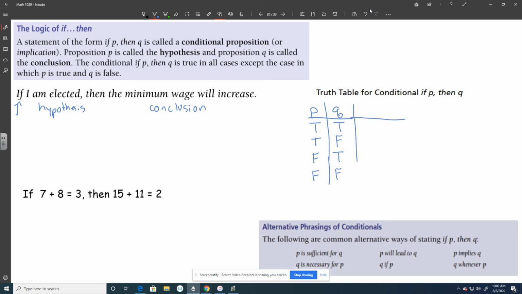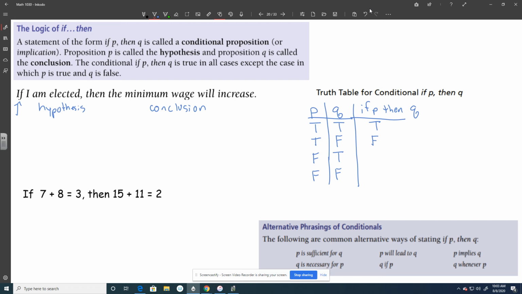Now here's where it gets a little bit funky, because if P is true, then Q is true. That's the statement that we're trying to figure out. Is this statement true or not? Well, if P is true, then Q is true. So if they both happened, if you were elected and the minimum wage went up, that would be a true statement. But if you were elected and the minimum wage did not go up, that would obviously be false because you said it would increase.